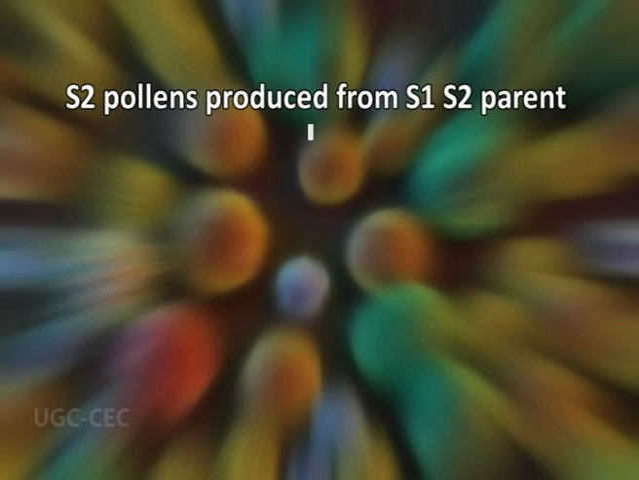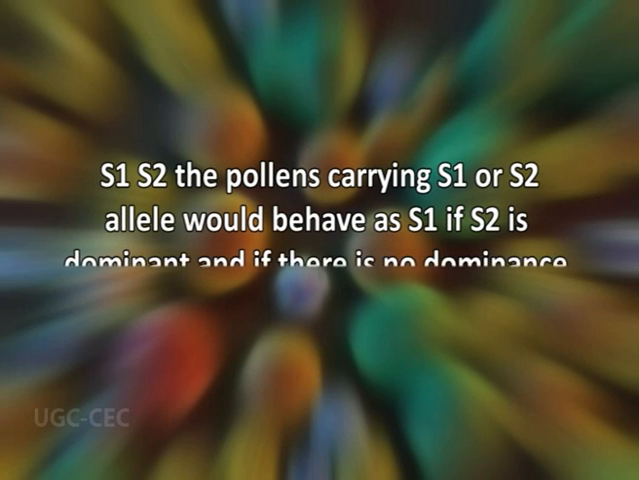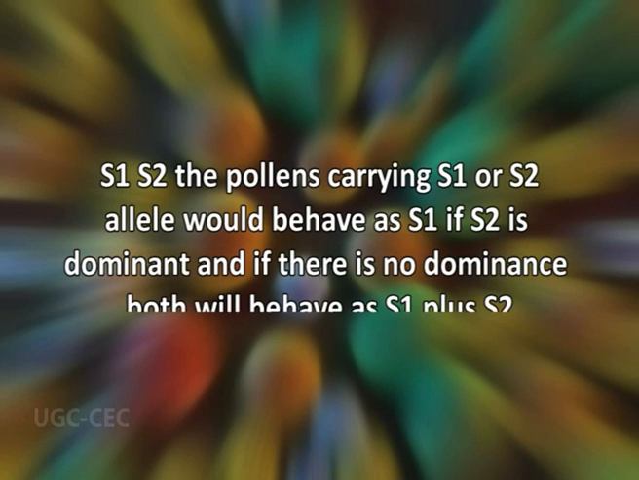In this system, the pollens will never show germination on a stigma that contains either of the two alleles in the sporophyte parent that produced the pollens. For example, S2 pollens produced from an S1, S2 parent will never germinate on an S1, S3 stigma. If a plant carries alleles S1, S2, the pollens carrying S1 or S2 allele would behave as S1 if S1 is dominant, and if there is no dominance, both will behave as S1 plus S2.